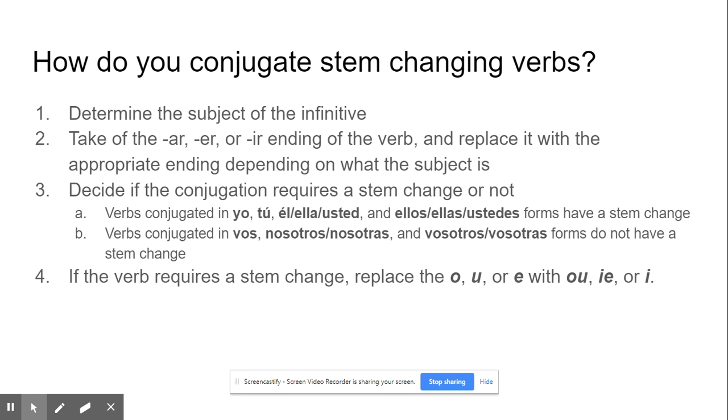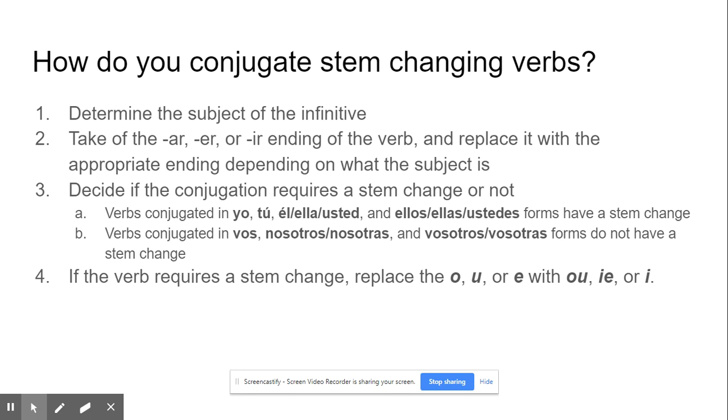Step 3 is where it gets a little different. In step 3, you need to decide if the conjugation requires a stem change or not. So remember, verbs that are conjugated in yo, tú, él, ella, usted, and ellos, ellas, ustedes forms have a stem change, but verbs that are conjugated in vos, nosotros, nosotras, and vosotros, vosotras forms do not have a stem change. So you need to decide if a stem change is necessary or not. And step 4, if the verb requires a stem change, you replace the O, U, or E with UE, IE, or I, depending on what the stem change is.